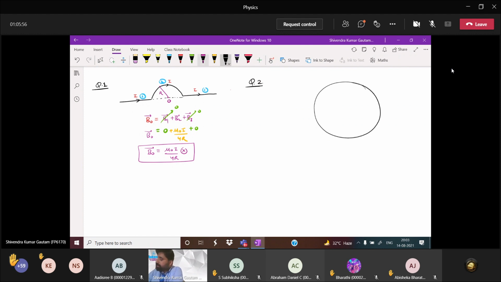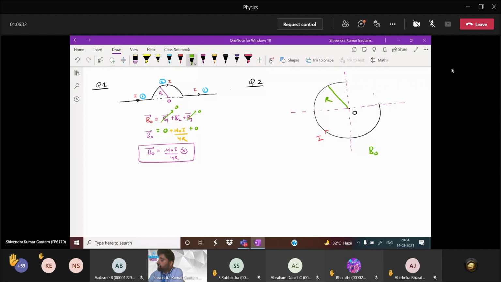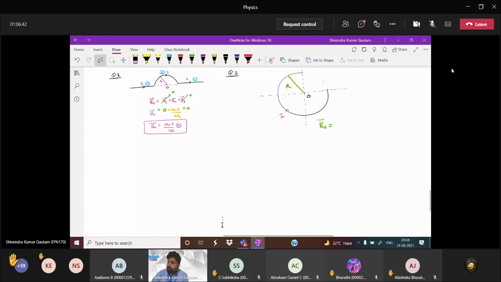This wire carries current I. What is the magnetic field at point O? The radius of this is R. B at O is mu naught I by 6R.